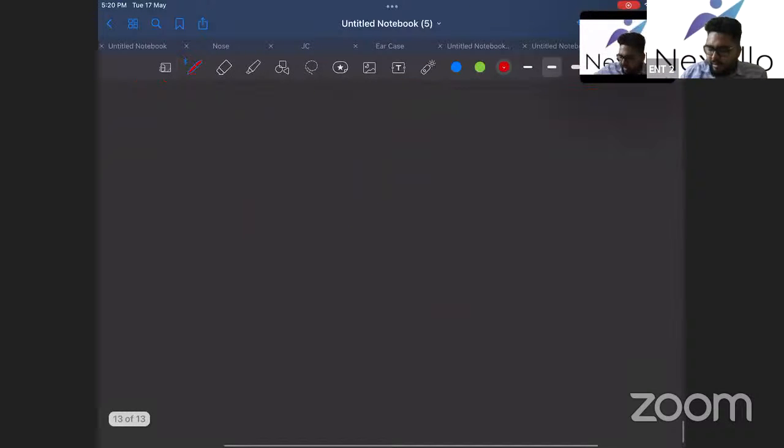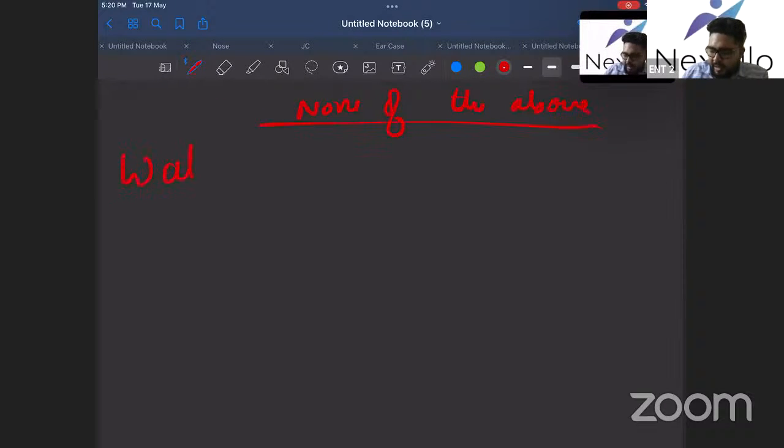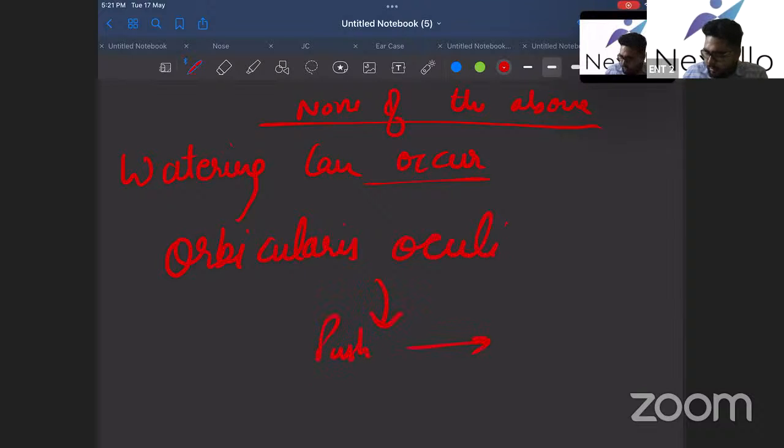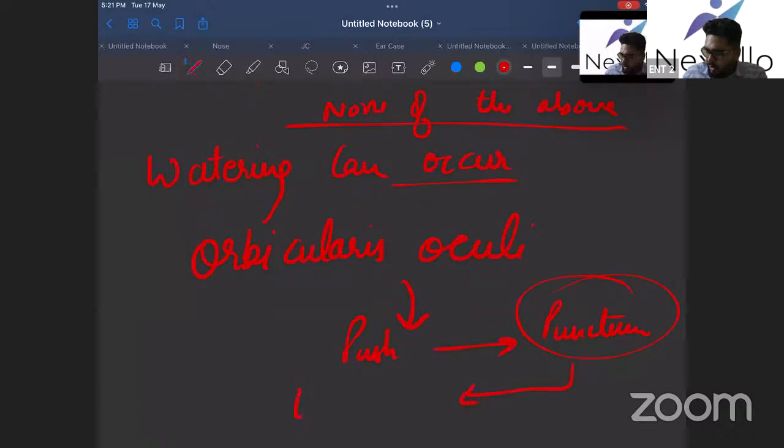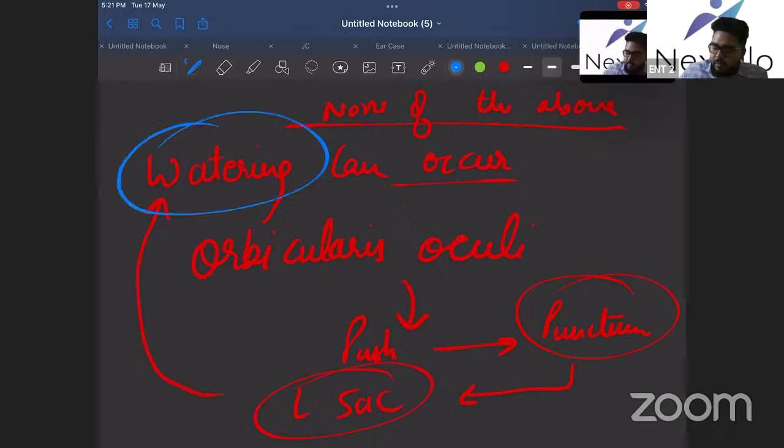Here the correct answer is none of the above. Means that watering can occur. How and why? See, the tears are still being produced, but the tears are not being taken to the punctum. Why? Because one of the main functions of orbicularis oculi is to push the tears towards the punctum. So when they are not pushed towards the punctum, they do not reach the lacrimal sac. And when this does not happen, watering occurs. Not in all patients, but yes, in some cases watering can also occur in facial nerve palsy.